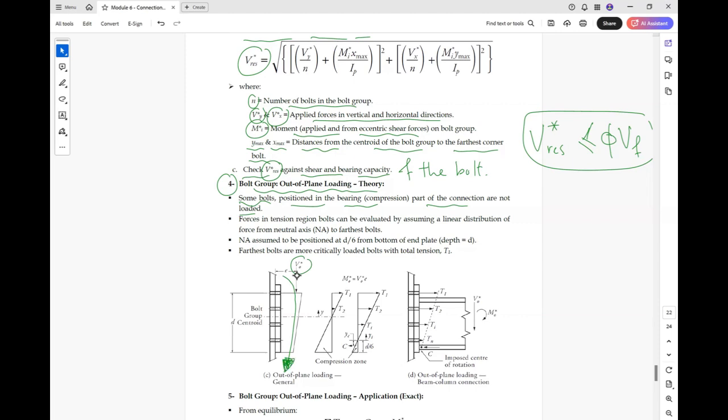But this moment will be transferred to the bolts as two types of forces, tension and compression. Part of the bolts will be under tension, for example the top two, and some of them will be under compression. So in this case, some of the bolts are under tension and some under compression or bearing. And some bolts in the middle will be under no forces.